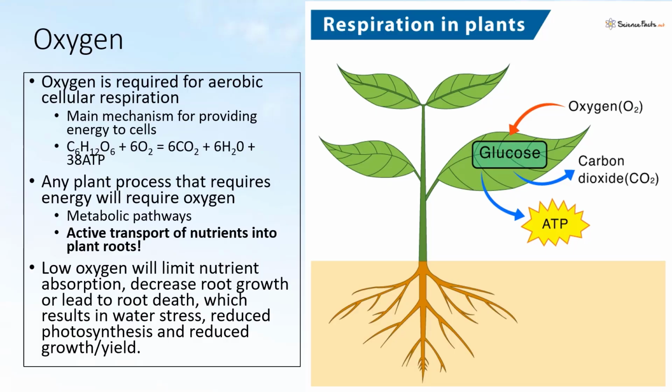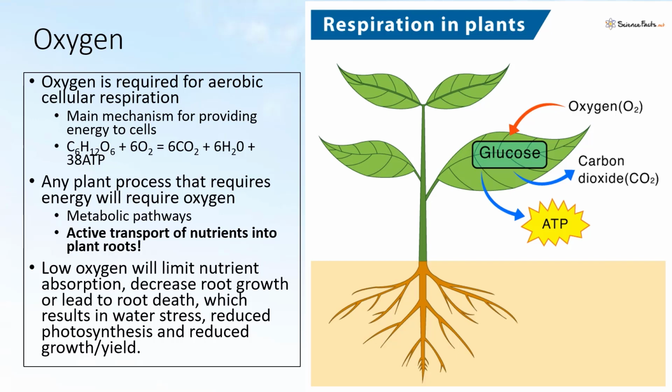We're going to start with oxygen. Now, oxygen is very important because it's required for aerobic cellular respiration. And this is the main process by which our plants or cells or even your cells get energy, right? In this process, our cells take the glucose molecule, and in our plants, it's that glucose molecule that was produced by photosynthesis. And they take that glucose molecule and they use oxygen to create 38 ATP, or a maximum of 38 ATP.